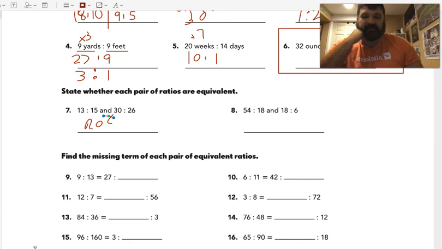Yeah, number 7 is no. And then number 8 would be, well, 54. 6 goes into 18 3 times. Remember, this is what we worked on in math.